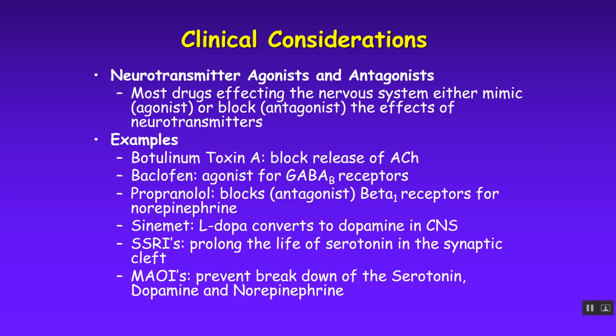So examples like botulinum toxin blocks the release of acetylcholine at the neuromuscular junction, so it weakens or paralyzes the muscles.